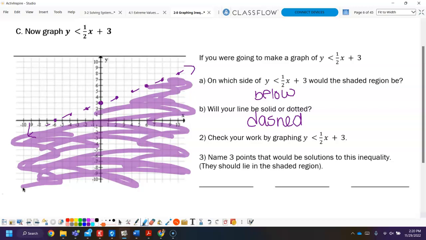Make 3 points that would be solutions. So again, you can pick any points in the shading. But this time you cannot pick points on the line. So they have to be in the shading, but not on the line.